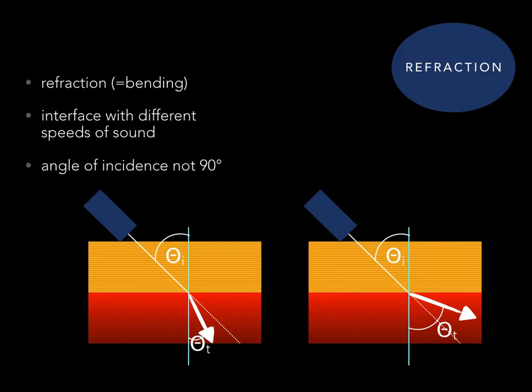The dotted line on these images denotes the expected path for the ultrasound beam, whereas the bold lines show the actual path for the ultrasound beams. On the left-hand side, speed of sound in the red zone is lower than in the yellow zone. On the right-hand side, speed of sound in the red zone is higher than in the yellow zone.